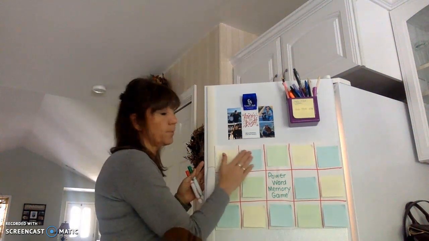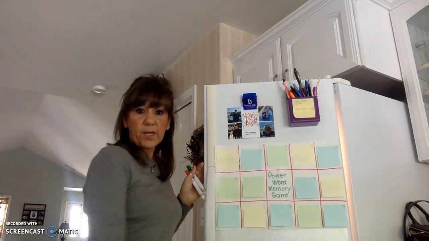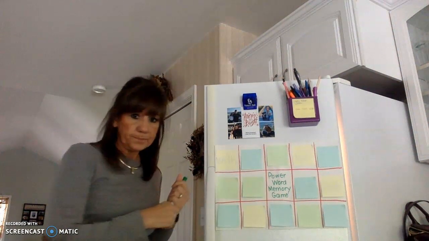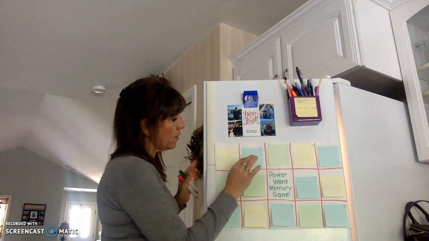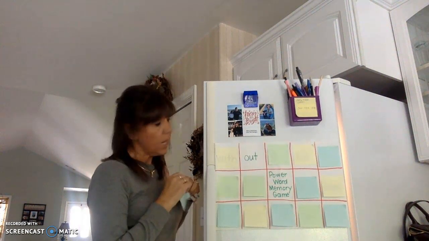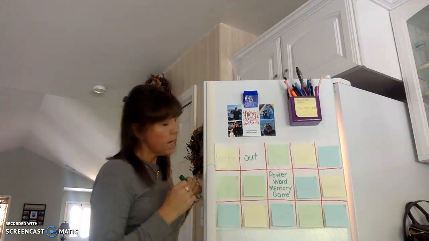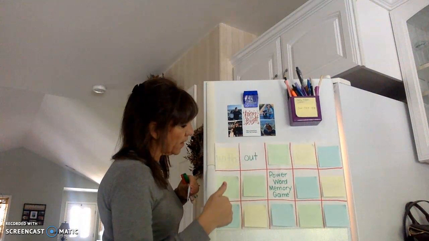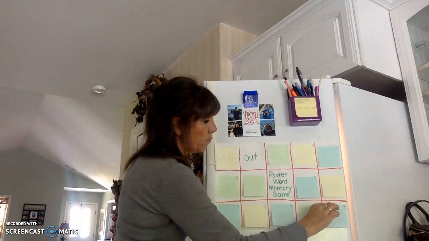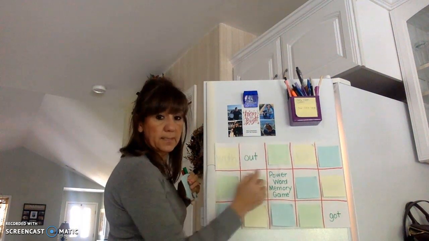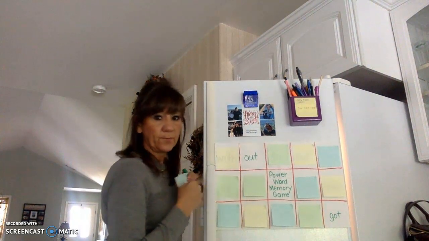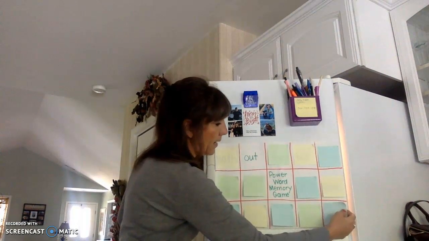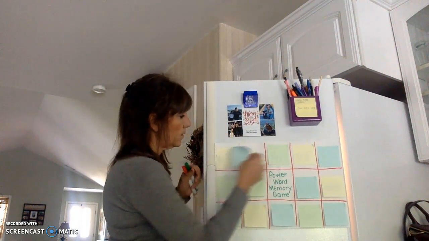Then you're going to play. I'm going to play by myself, but you can play with a partner at home. So what I'm going to do is I'm going to pull off a sticky. So I have the word out. You have to make sure that you can read the word out. So I have to find that word out somewhere. I have out and got. I don't think that those 2 words match. So I'm going to put my sticky note back over it.